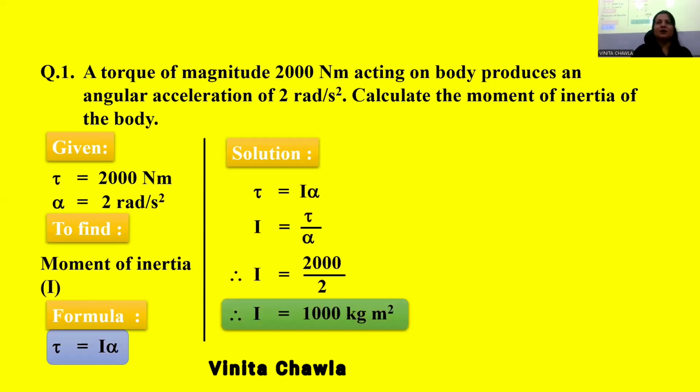Easy. 1000 kilogram meter square. Kilogram meter square is the unit of moment of inertia. We write I as mk square, total mass into square of radius of gyration, right? Let's move to the next question.